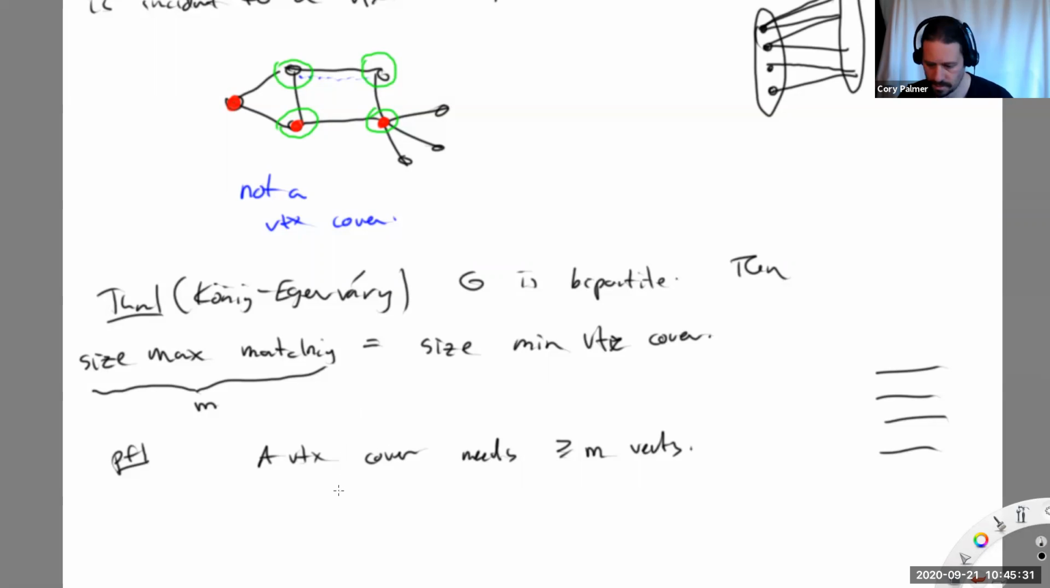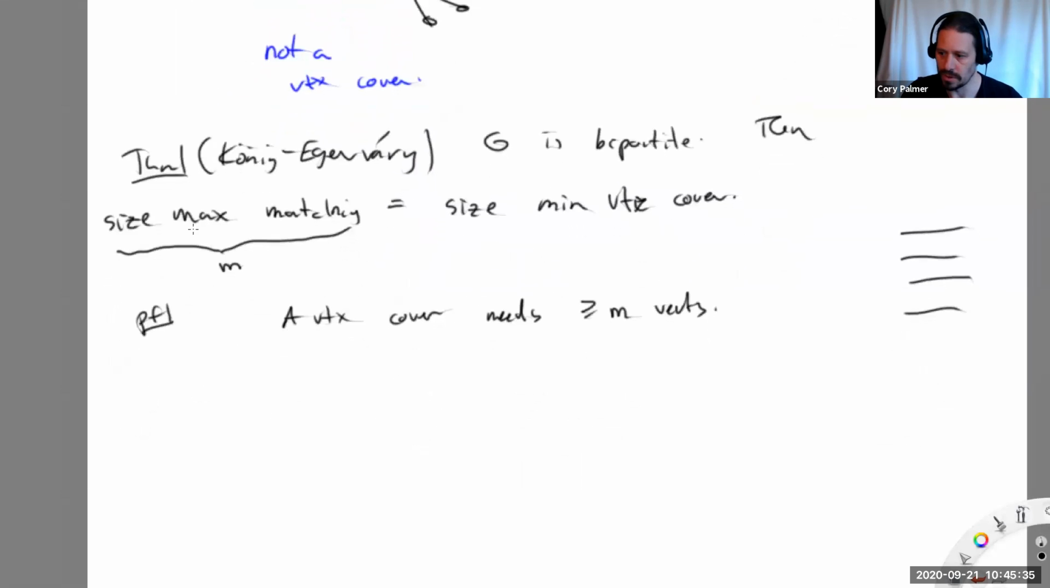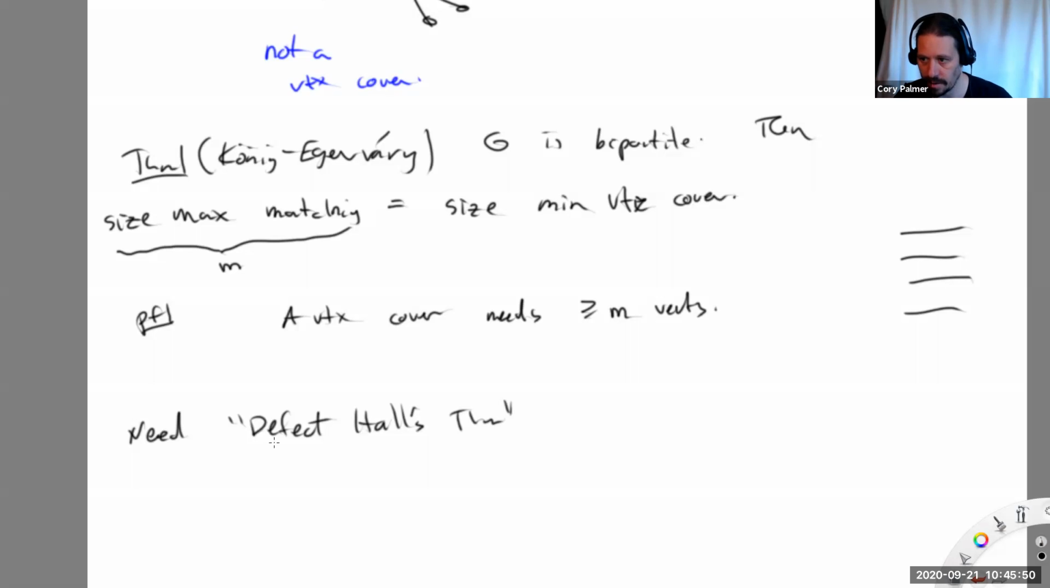Okay. Good. So we actually need a tool in order to solve this. We need what's called the defect Hall's theorem. And proving this is going to end up being one of your homeworks. It's stated as an exercise in the previous thing. You won't have this as homework till next week. It won't be part of the exam homework.